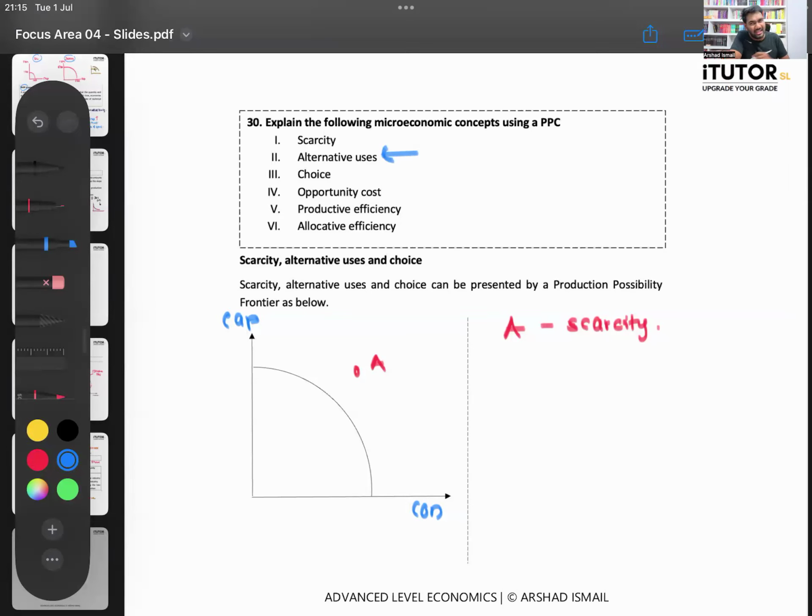Then how do you show alternative uses? Alternative uses could be any point. They won't even usually ask that in your exam. So for example, let's say this one. This is also an alternative use. You can produce, let's say, 10 capital goods and 100 consumer goods. You can produce at a point inside. Even a point outside could be an alternative use. So if you have point B, point C, point D, I'll erase this point, so you have A, B, C, D. All of these, whether outside, inside, or on the PPC, represent alternative uses.